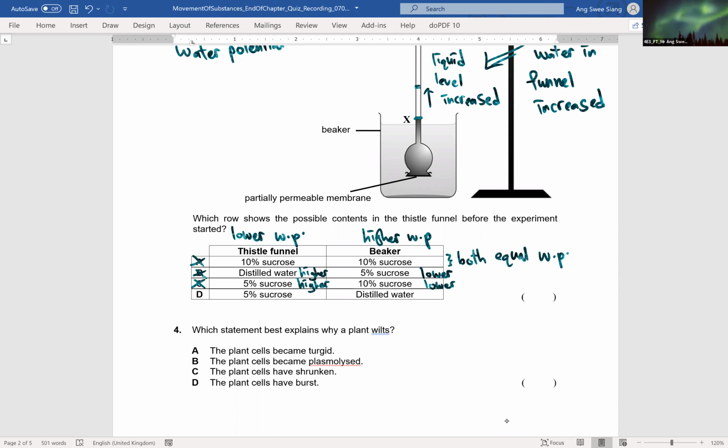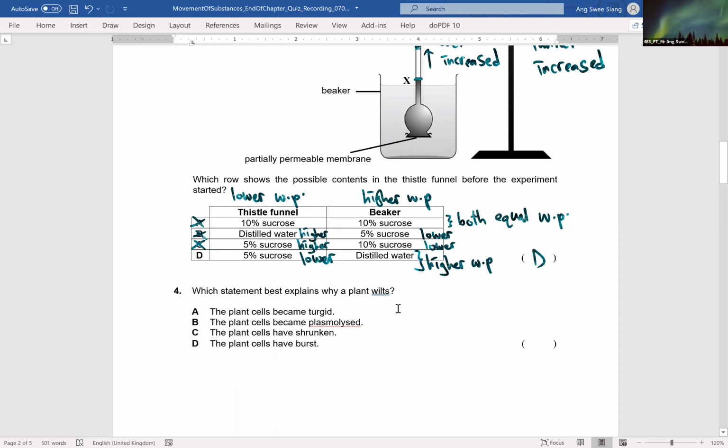So D is the answer, because distilled water is actually purified water that has been purified using distillation. So by right, it should have no dissolved substances, or minimal dissolved substances in it. So distilled water will definitely have higher water potential compared to 5% sucrose. So that's for question 3.